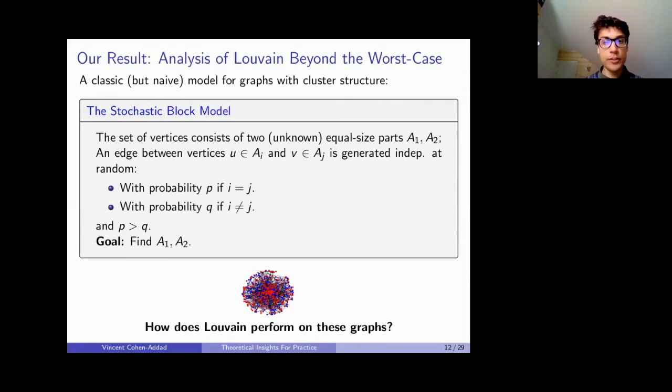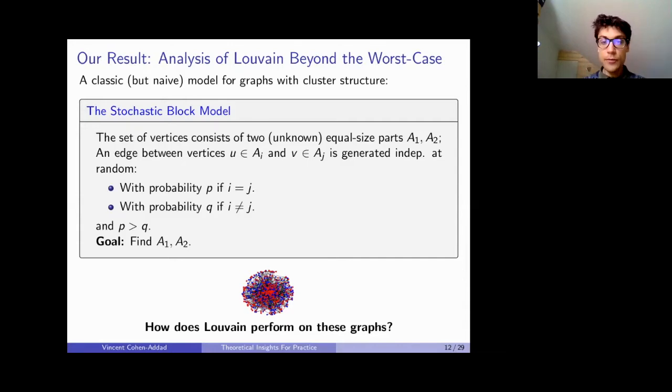graph model for generating graphs that have underlying ground truth clusters. So I'm going to take the most basic stochastic block model you can think of, which is that there are n vertices, and there are two parts, A1 and A2. They are both of the same size.